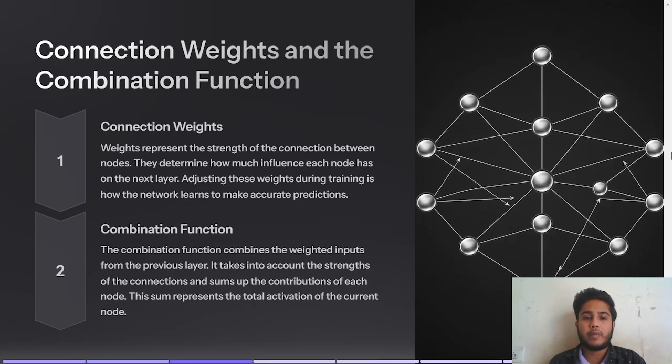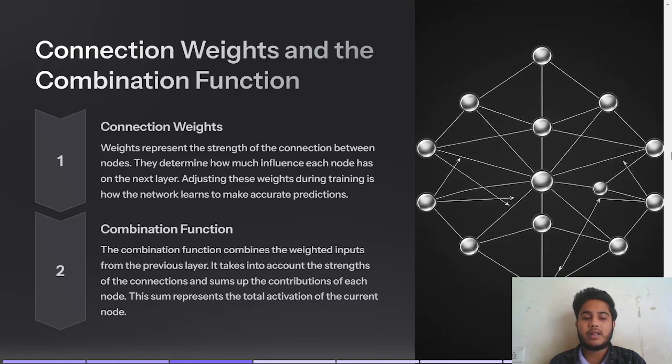Connection weights and the combination function. Connection weights represent the strength of the connection between nodes. They determine how much influence each node has on the next layer. Adjusting these weights during training is how the network learns to make accurate predictions.